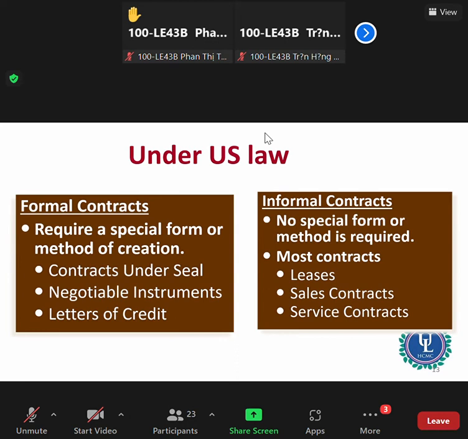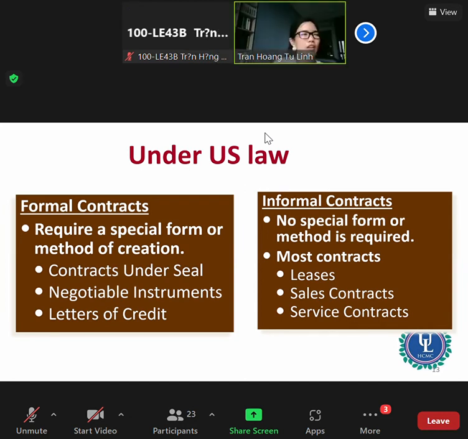Negotiable instruments include what? Include a check, when you write a check to someone, right? Include a check, draft, or maybe bill of exchange, or maybe the certificate of deposit. Okay, and why are they considered a formal contract? Because under the UCC, a special form and language are required to create them, right? It is pretty different compared to those under the Vietnamese law, right?